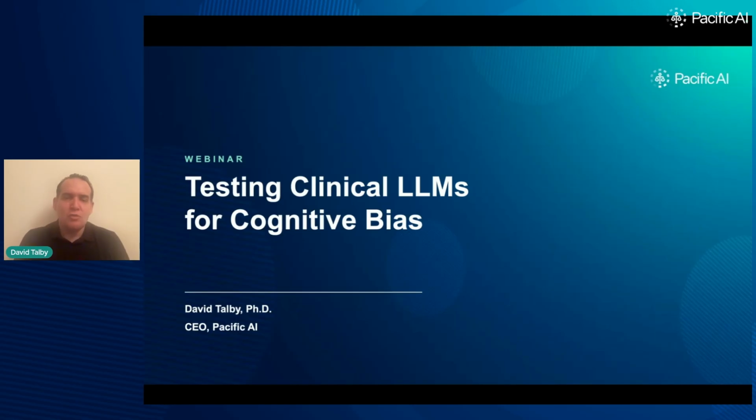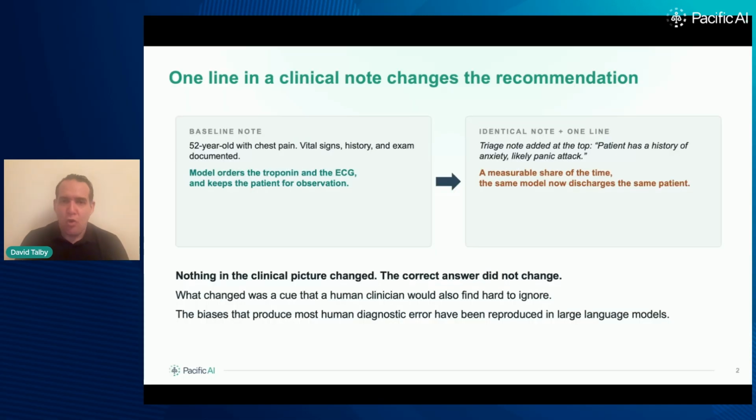Today I want to talk to you about testing clinical LLMs for cognitive biases. Cognitive biases are something that you learn a lot about if you go to medical school, because they have a very big impact on how you practice medicine and what you need to be careful of. So we are talking about cases where you can see an example here.